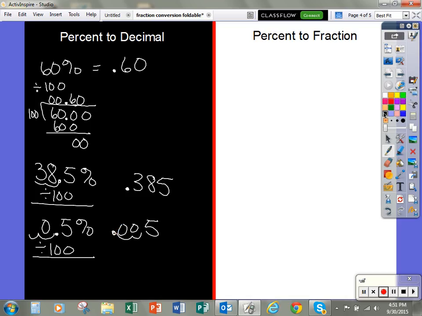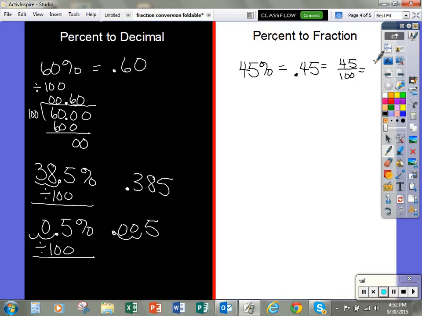And our last one is to change from a percent to a fraction. Just like fraction to percent had to go through decimal, percent to fractions must go through decimal. So if you have a percent, you have to change it to a decimal first, and then change it to a fraction. And simplify.